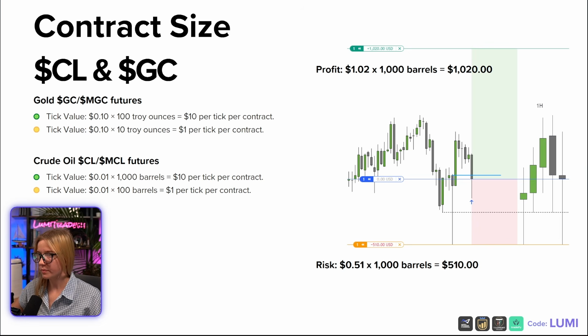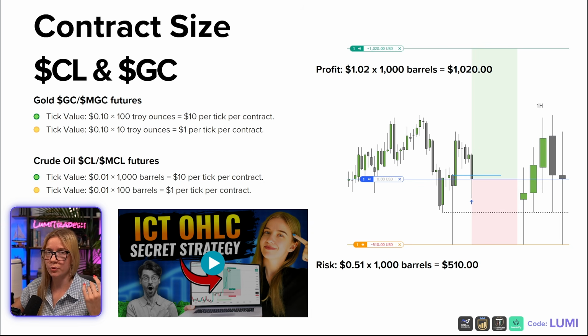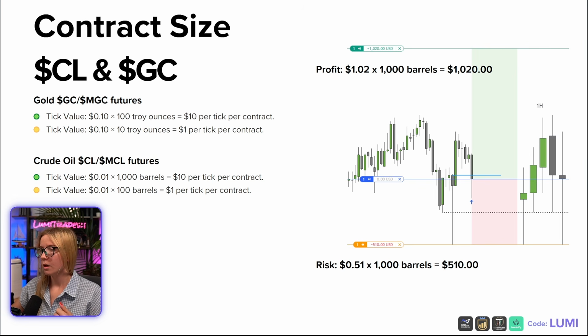For example, we have a chart of CL. We got a potential sweep. We have no idea what will happen in the future, but what do we have? A 5-minute order block. Sometimes it's going to be a sequence of candles, sometimes just one single candle. Once again, I explained this in my previous video, how to pick the right order block.